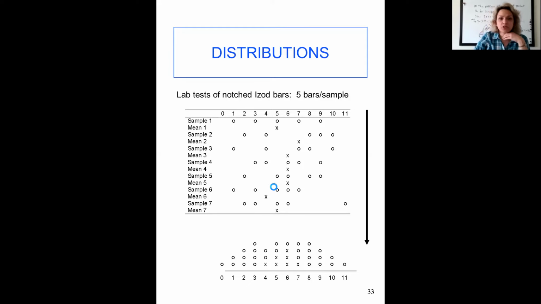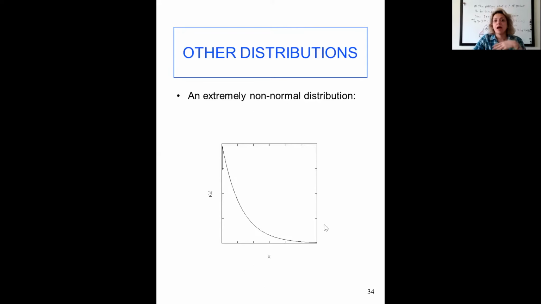We have other distributions as well. For example, an extremely non-normal distribution: it starts from here, goes up, and then goes down. So it's skewed, an extremely non-normal distribution. So let's have a summary.